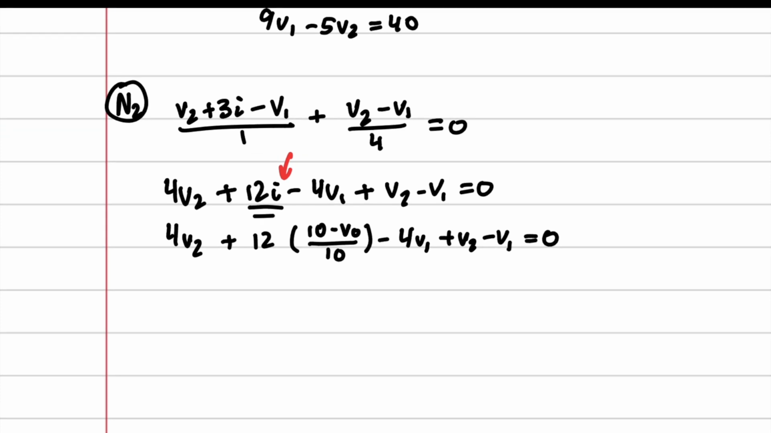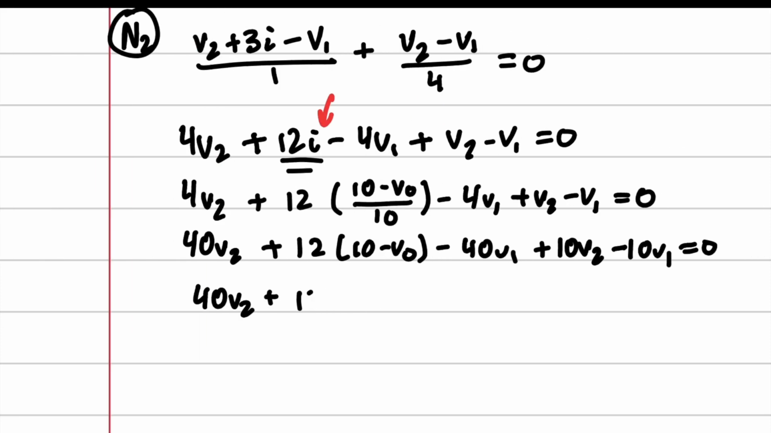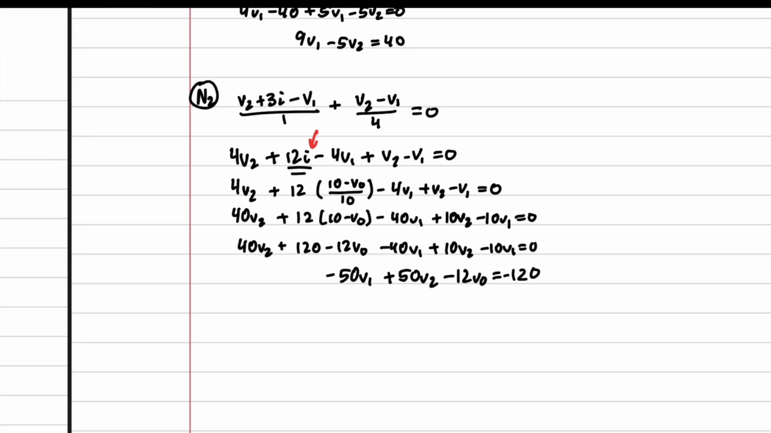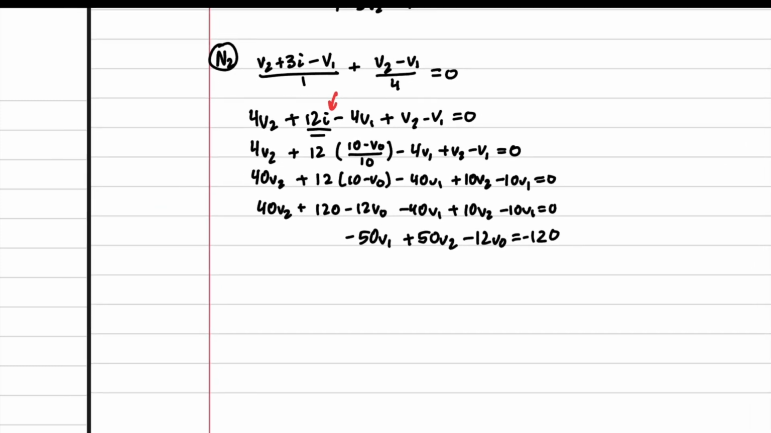Now we can simplify. I'm going to multiply everything by 10. And we are left with negative 50V1 plus 50V2 minus 12V0 equals negative 120. And feel free to divide it out by 2 if you would like to. It's going in the calculator either way.